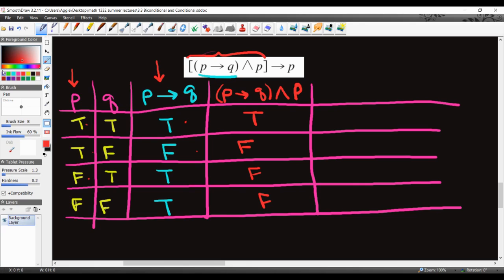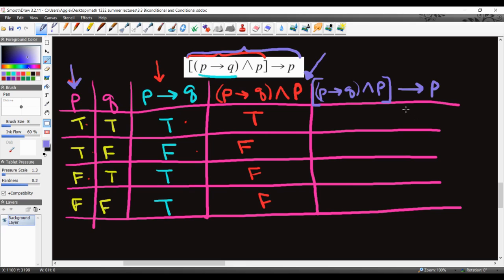I'm going to go ahead and do the last thing now. So I'm going to go ahead and do the entire thing now. So I'm going to do P implies Q and P, and all that's in another set of parentheses or brackets if you prefer, implies P. All right. So for this one, you have to be a little bit careful because first of all, we need to see what we're looking at. So it looks like we're looking at this column, so this one in red, and we're looking at P.